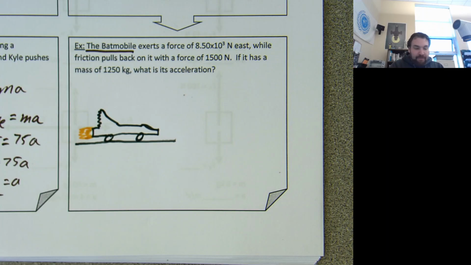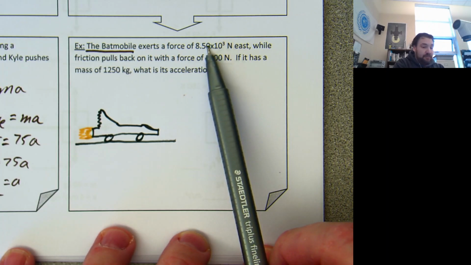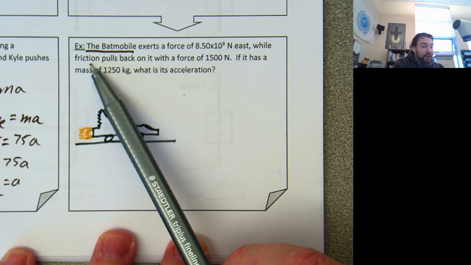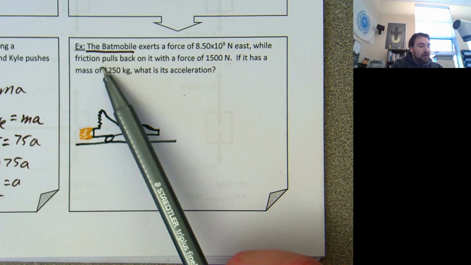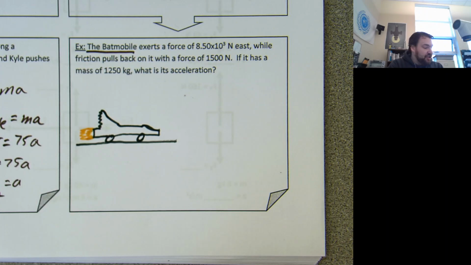Let's keep reading the problem. Batmobile exerts a force of 8.5 times 10 to the 3 newtons east, while friction pulls back on it with a force of 1,500. So Brad, this is your question from a second ago. We've got this force being exerted. That's the applied force from the jet engine. This is the friction or drag or whatever pulling back at 1,500. If it has a mass of 1,250, what's the acceleration of the Batmobile?